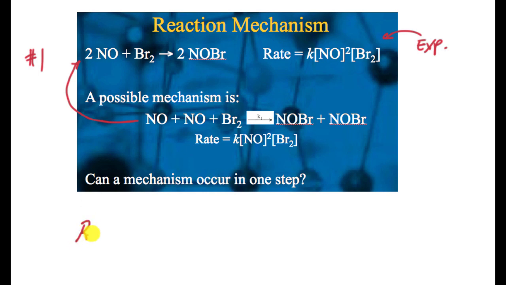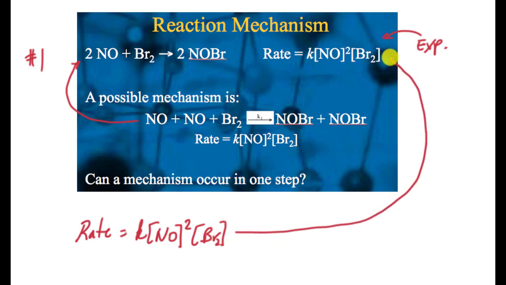All right, we write the rate law. Rate equals k times nitrogen monoxide squared times the bromine, that would be diatomic bromine. Does this match the overall experimental? Yes. So, can this occur in one step is the question. So first of all, is it a possible mechanism? Yeah, it's possible. This is a possible scenario that could play out.